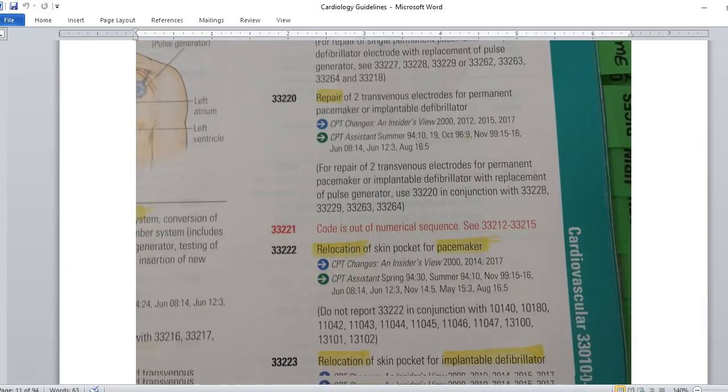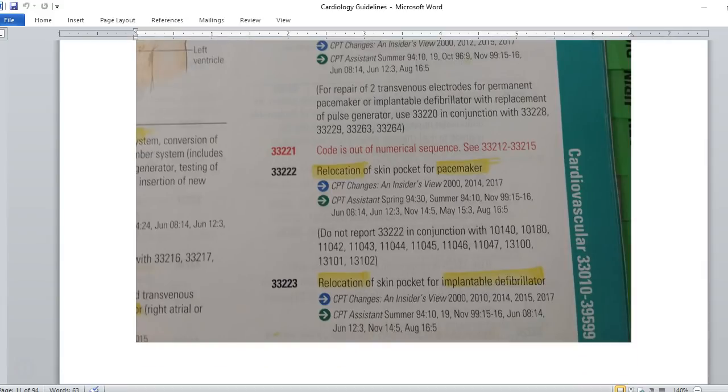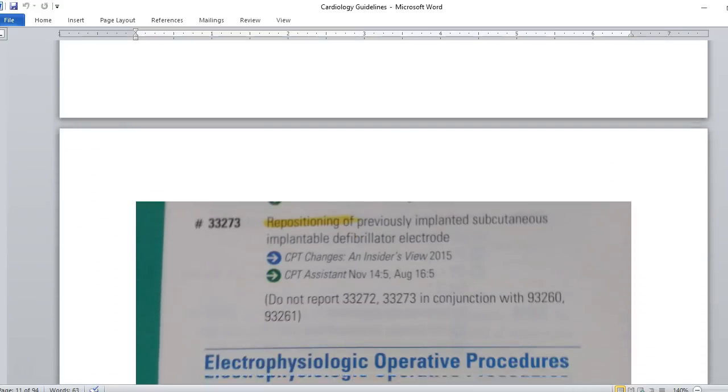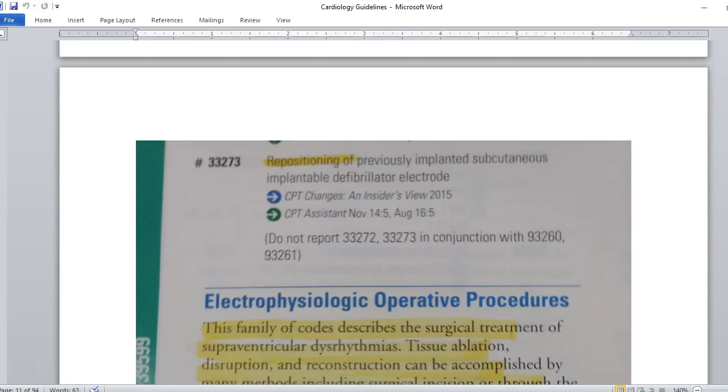Now, again, I want to show you these two codes, 33222 and 33223. These are for relocations of the skin pocket. So when we're going back in, whether we are just replacing the pulse generator, just replacing the leads, if we're replacing everything, if we're upgrading, all of those include the opening of the skin pocket. Okay, but if we're relocating, moving the skin pocket, then we can code separately for it. And again, sometimes it's because of necrotic tissue or infection or scar tissue. Again, we even have a repositioning code that you can see here.